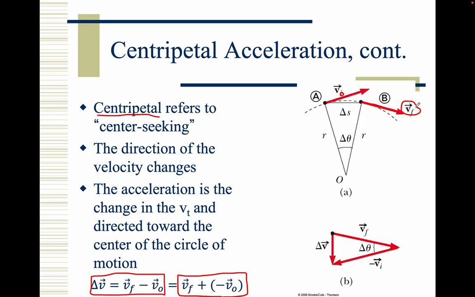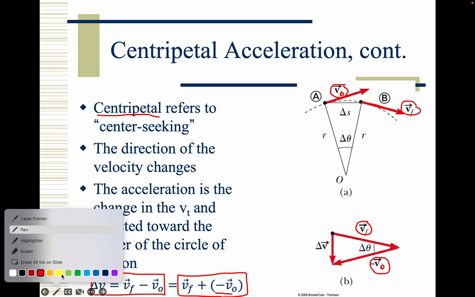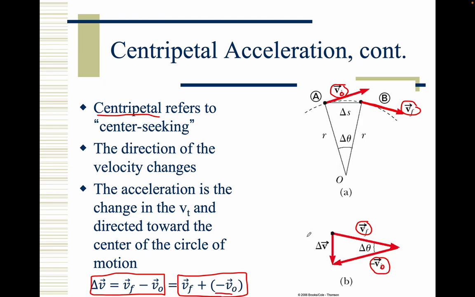I'll draw it down here, and then I'm going to add to it negative V0. Well, V0 is pointing up this way. Negative V0 is the exact same length, but pointing down this way. So the sum of these two gives us delta V. And so what direction is delta V pointing? Straight down, which means the centripetal acceleration also has to be pointing straight down towards the center of the circle.